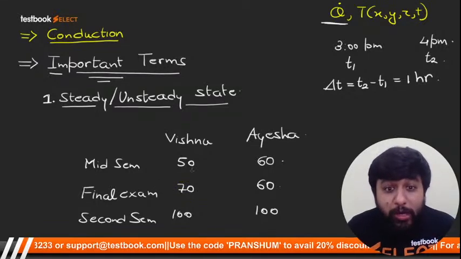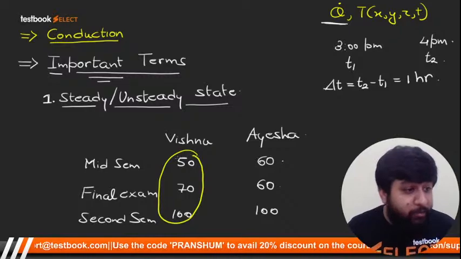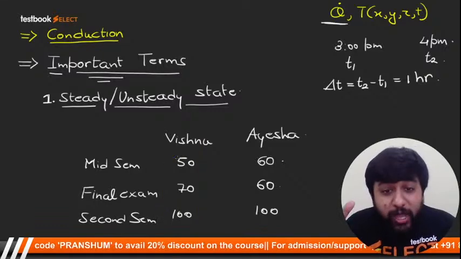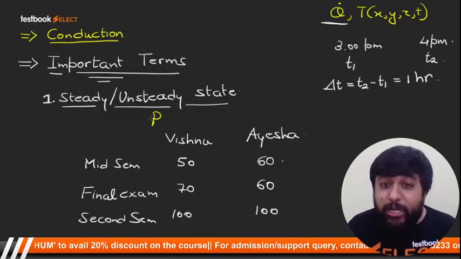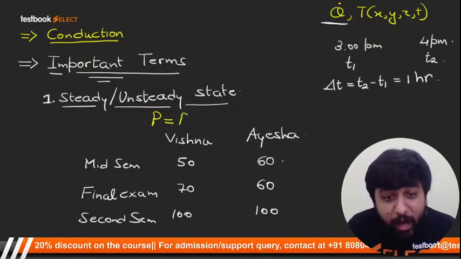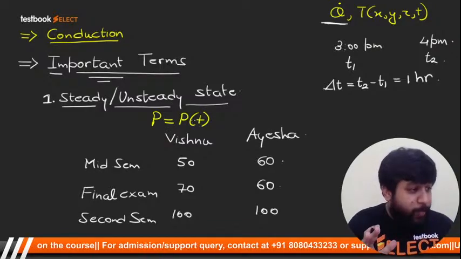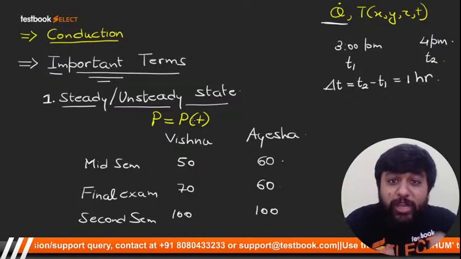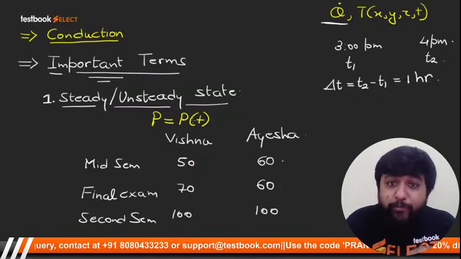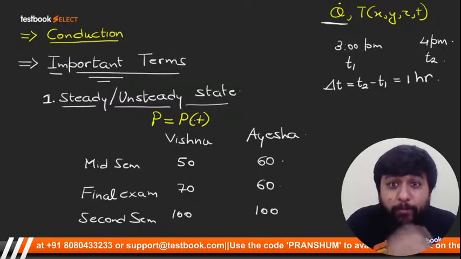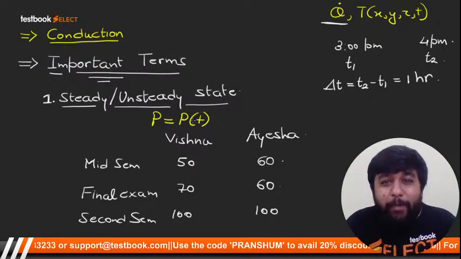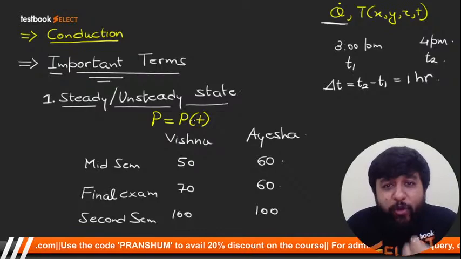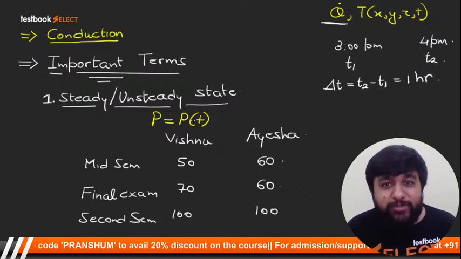So for Vishnu, the marks are changing with time. So the value of the property for Vishnu is a function of time. Correct or not? So whenever we talk about the value of property for a point, not particle. Yes, Vishnu is like a particle, but the way we are studying, we will focus on points, and I will elaborate on that in the next 5 minutes.